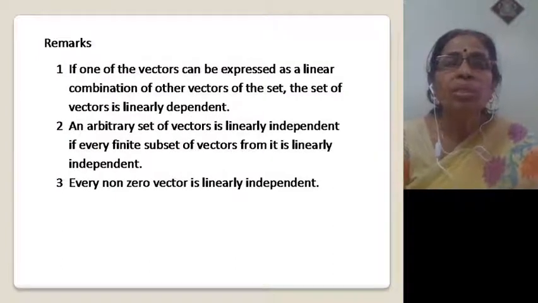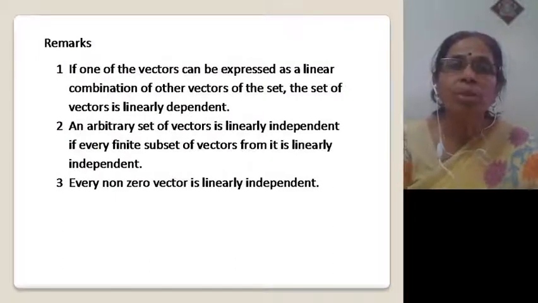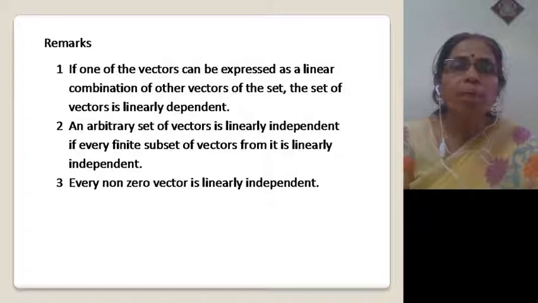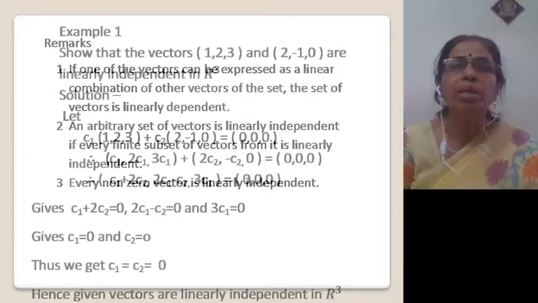Now we have to see some remarks on this. Very important remarks these are. Remark number 1. If one of the vectors can be expressed as a linear combination of the other vectors, the set of vectors is linearly dependent. Remark number 2. An arbitrary set of vectors is linearly independent if every finite subset of vectors from it is linearly independent. Remark number 3. Every non-zero vector is linearly independent.